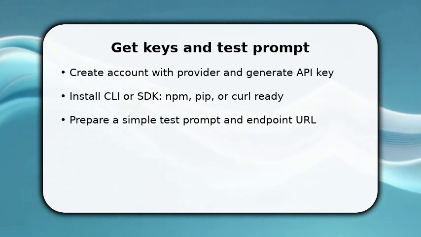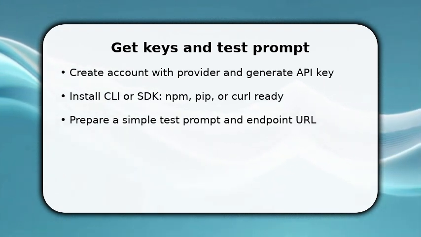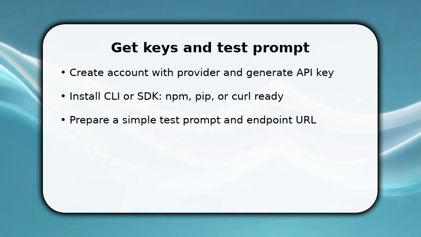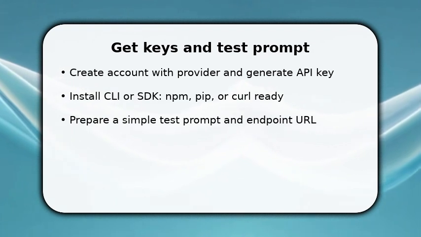Make a minimal test prompt, one sentence, and call the endpoint to confirm authentication and response format. This early check prevents wasted time later and shows you the raw request and raw response to iterate from.